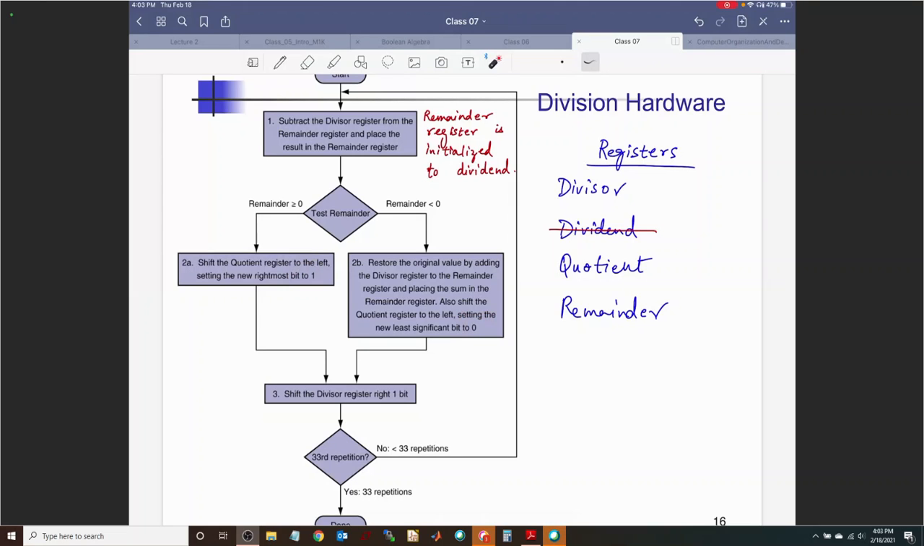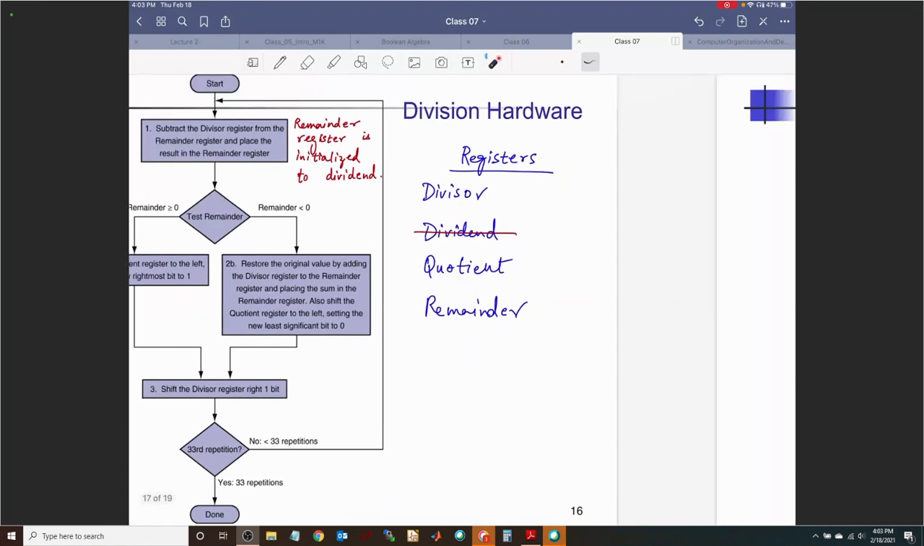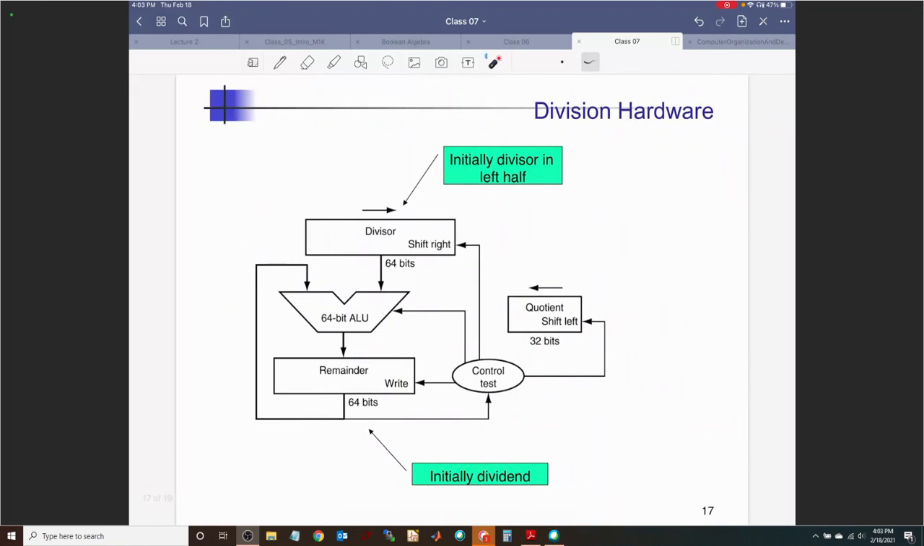After you are done with 2a and 2b, depending on which path you are on, you shift the divisor register right by 1 and you repeat this exercise 33 times. That's essentially going to be your division, sort of the flow chart for the division process. Let's take a look at how the division hardware looks. Again, we are doing things in a not so efficient manner first, and then we will try to do it in a slightly more improved manner.